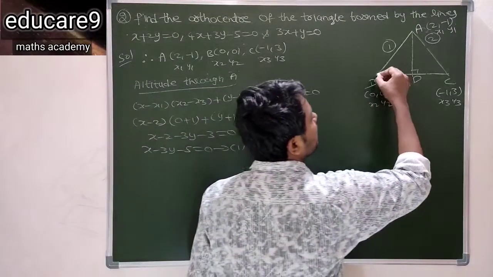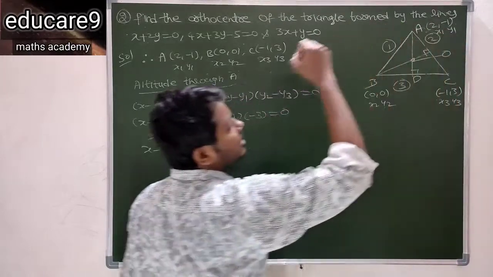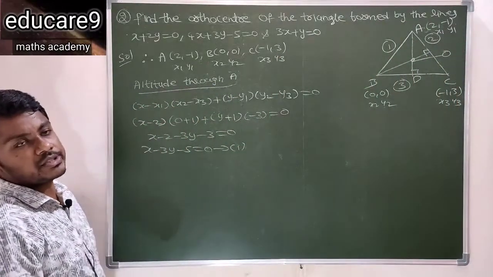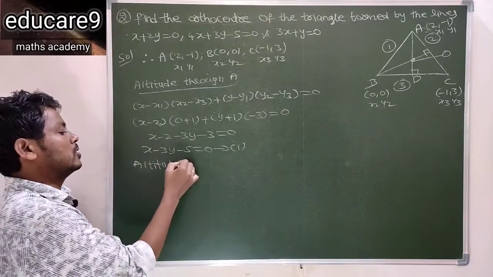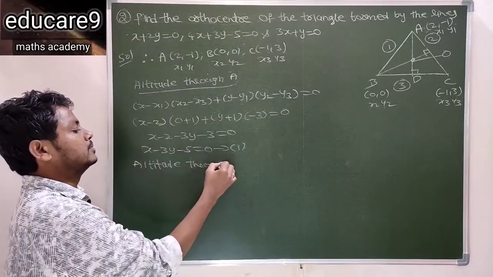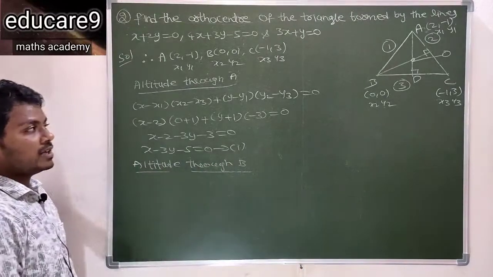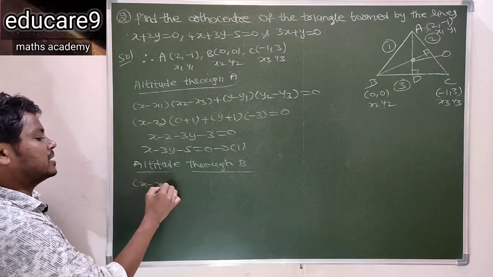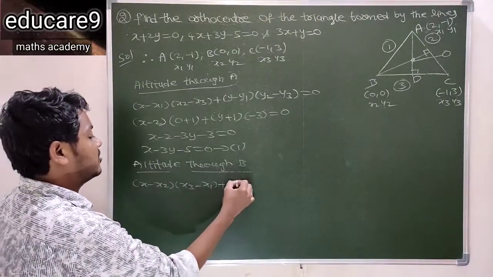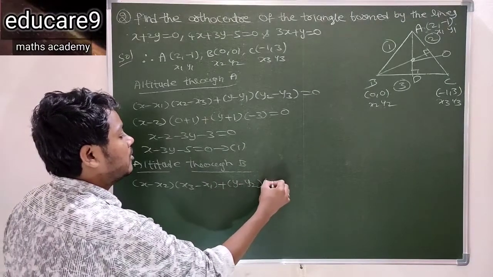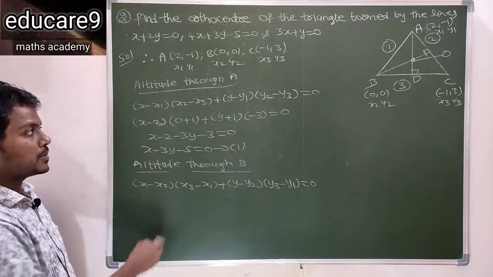Next find the altitude through B. So this is the point of intersection of altitudes, the orthocenter. See here, next, altitude through B. So what is that equation? x minus x2, x3 minus x1 plus y minus y2, y3 minus y1 is equal to 0. So substitute here, what you get?